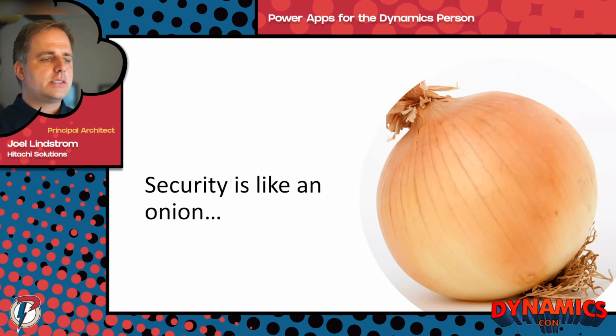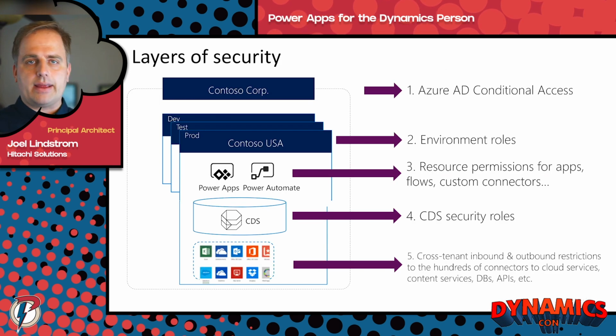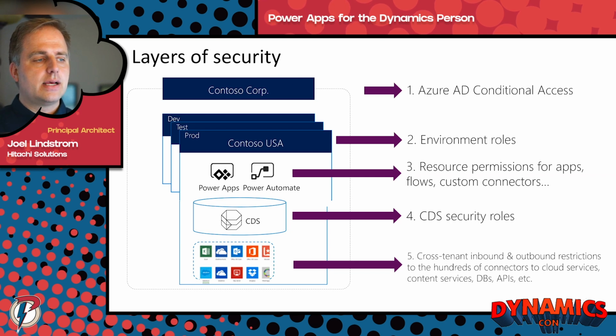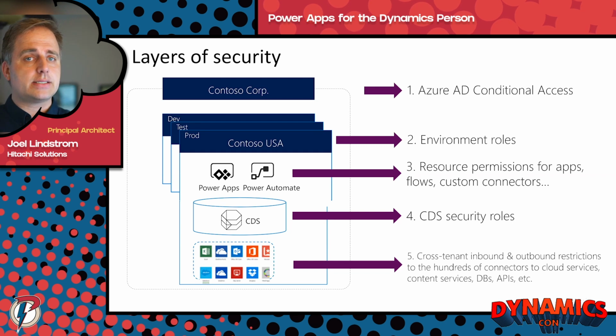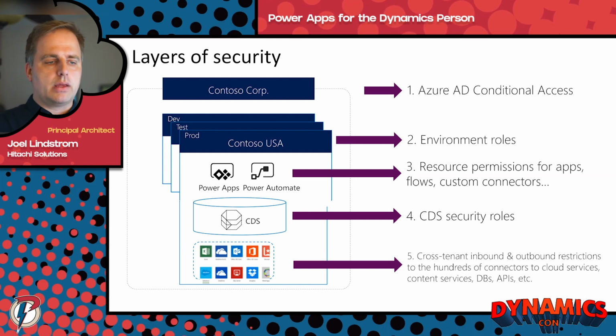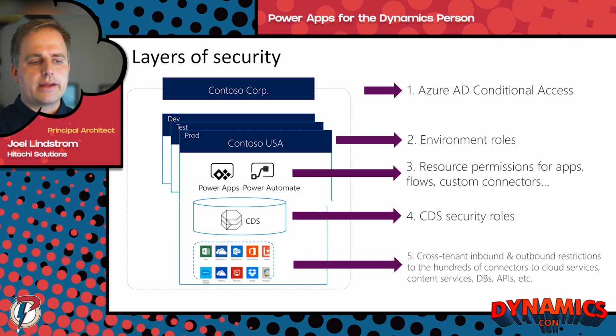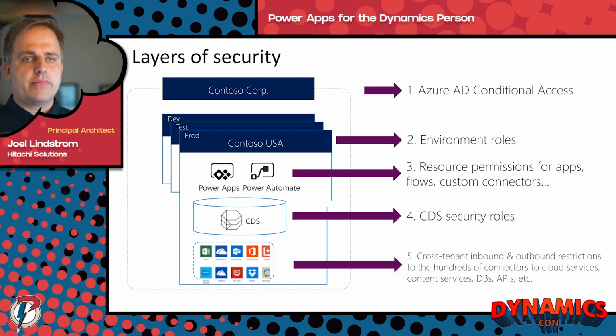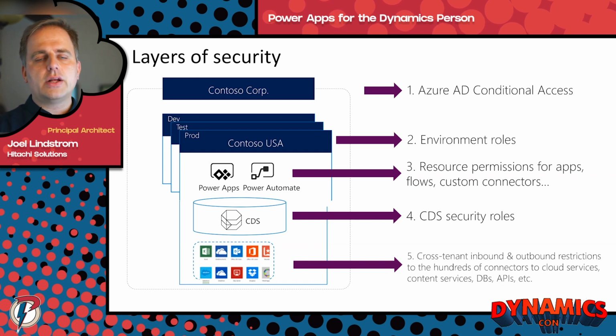It has layers. And so layer one is AD. You've got to be an AD member. You've got to have a license, either an Office license or a Power Apps or a Dynamics license. And then within each environment, you have roles. Now, if the environment has a Common Data Service database, that's your security roles. If you don't, there's Power Platform roles for who can be a maker, who can be a user. And then there's other things like cross-tenant inbound and outbound, where I want to have certain services work. For example, organization one can connect to two, but two can't connect to one. There's a lot you can do.